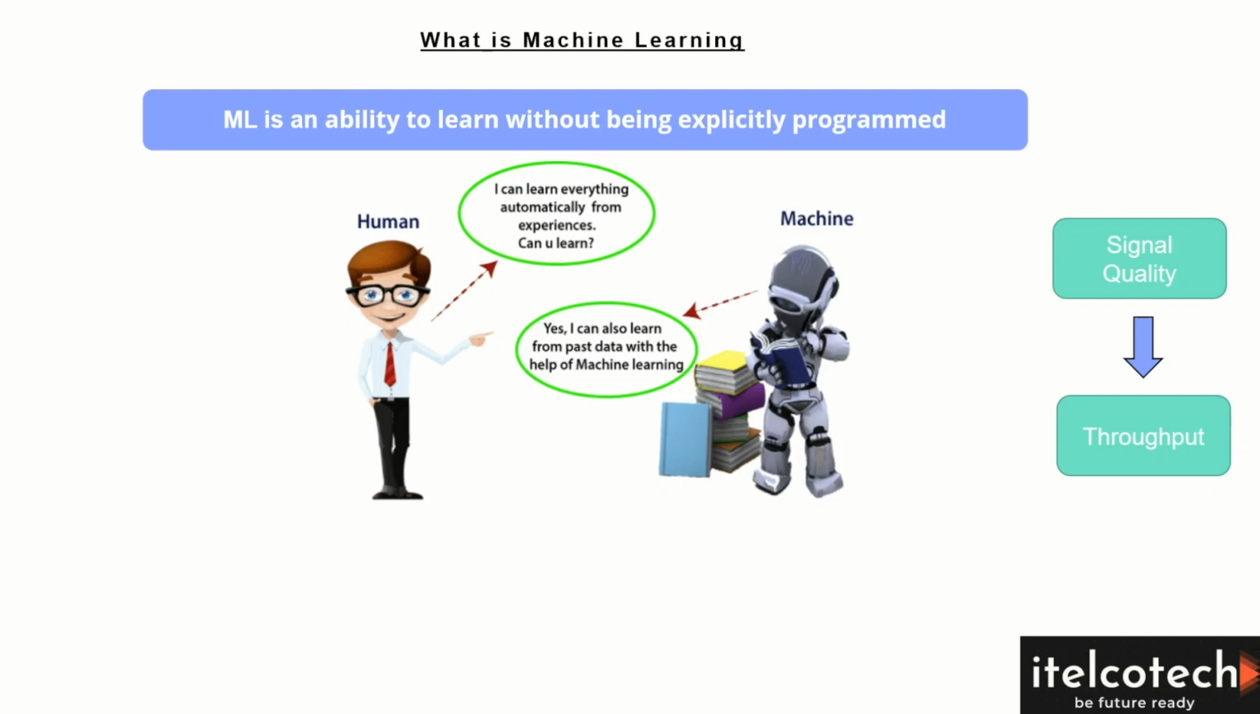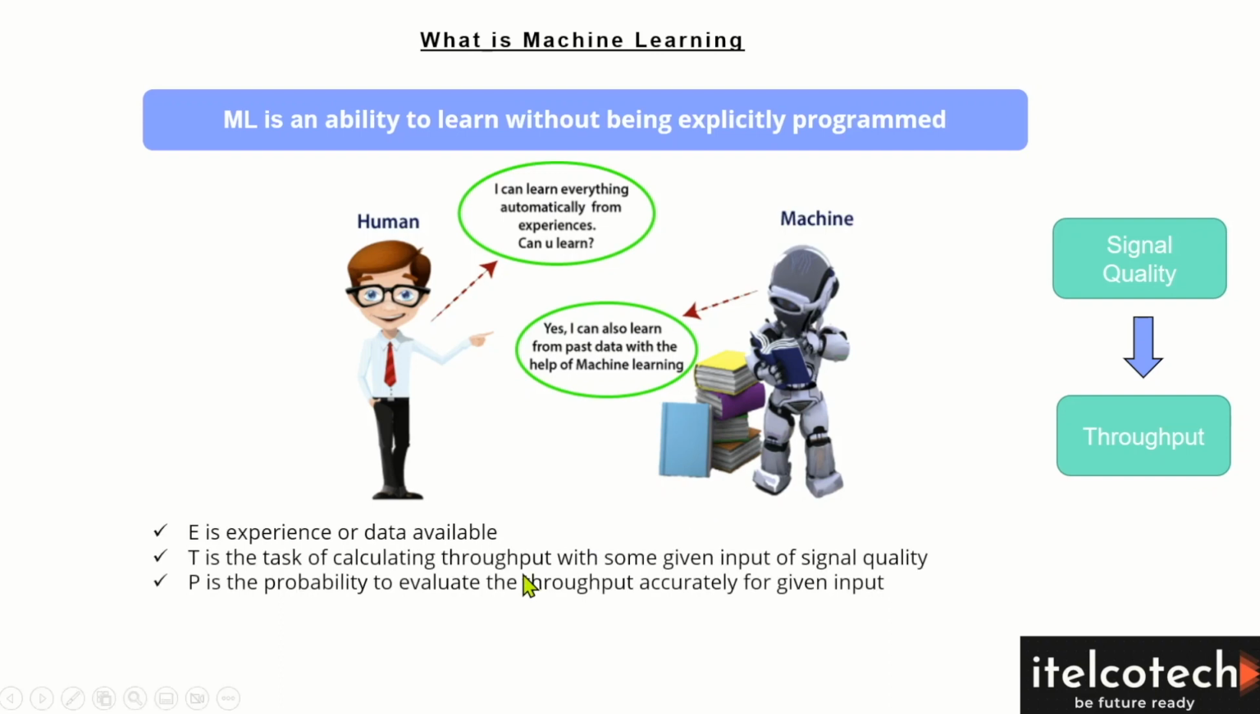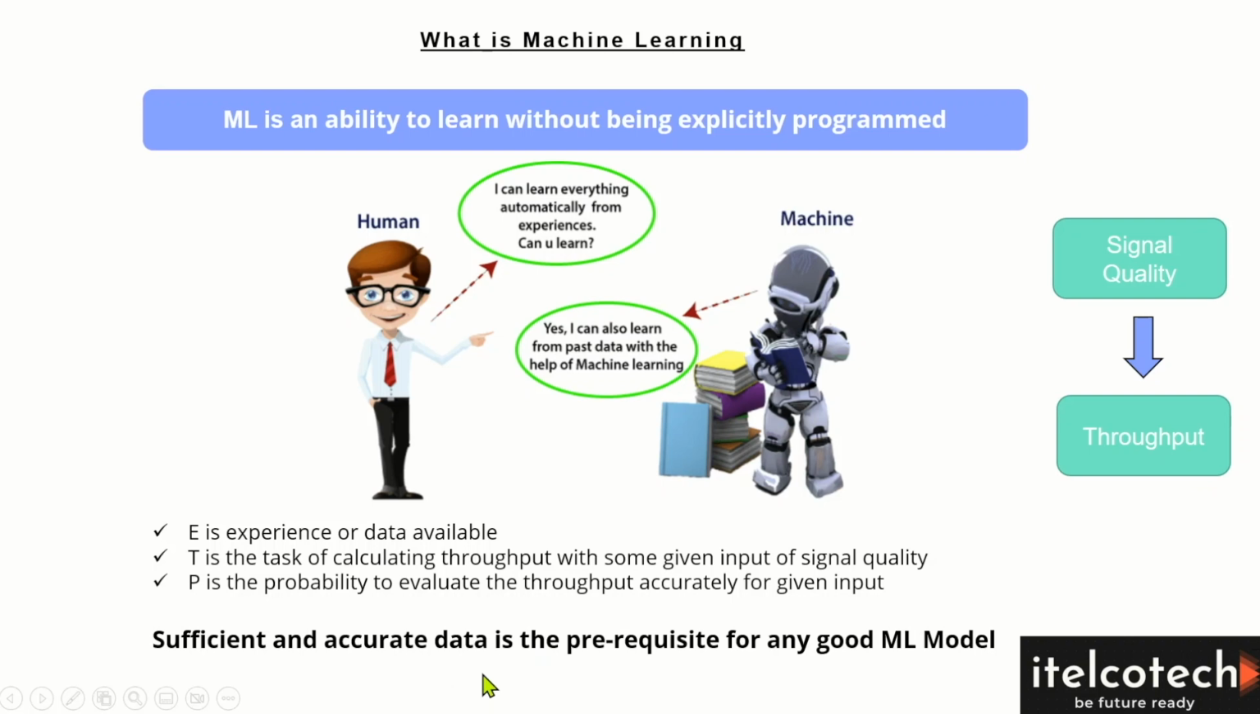So here we have some experience, which is the data fed into the machine, and there was a task to calculate the throughput with some given input of signal quality. It comes up with a certain kind of outcome, where P is the probability that the computer program has evaluated the throughput accurately for any new given input related to the quality of signal. The prerequisite is accurate and sufficient data here. We'll touch base upon the machine learning model in the next slide.